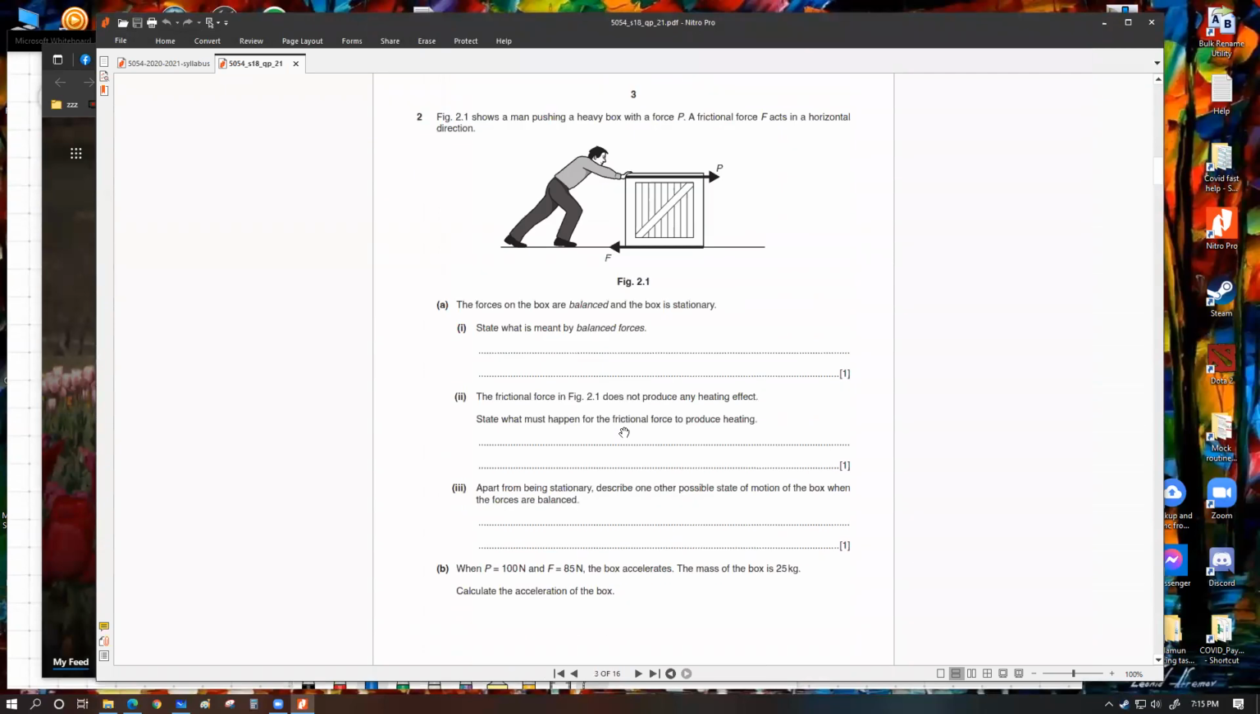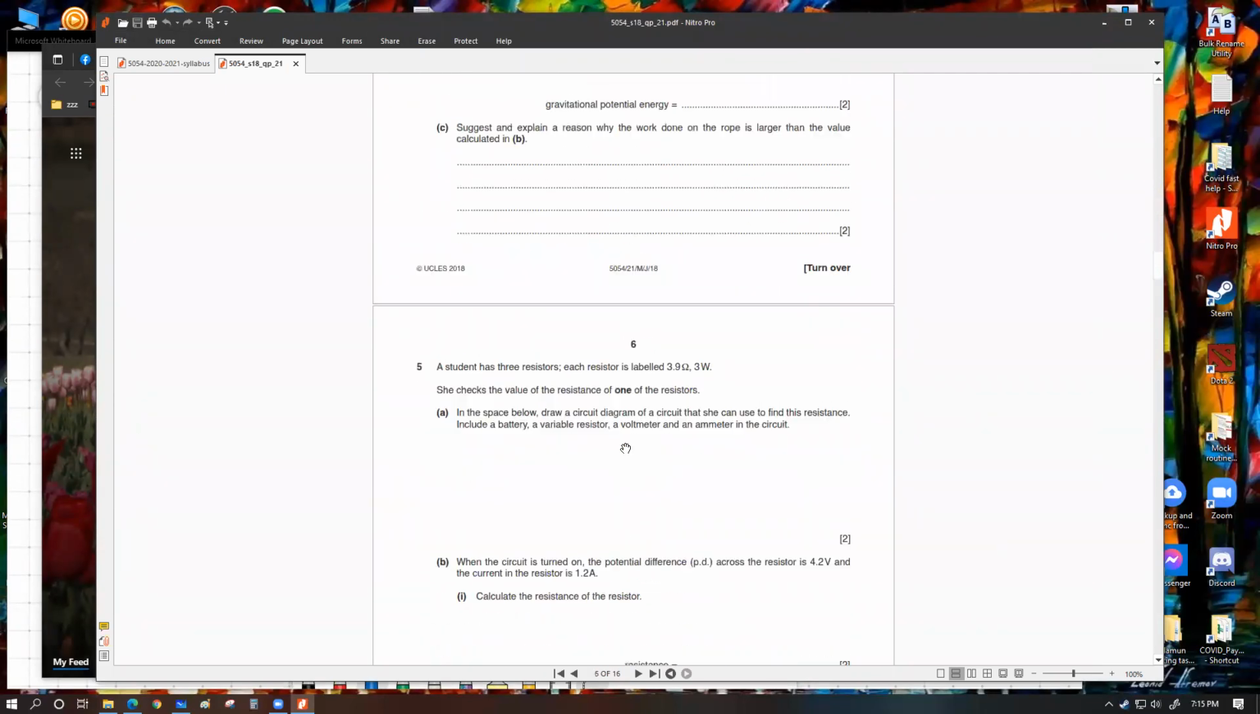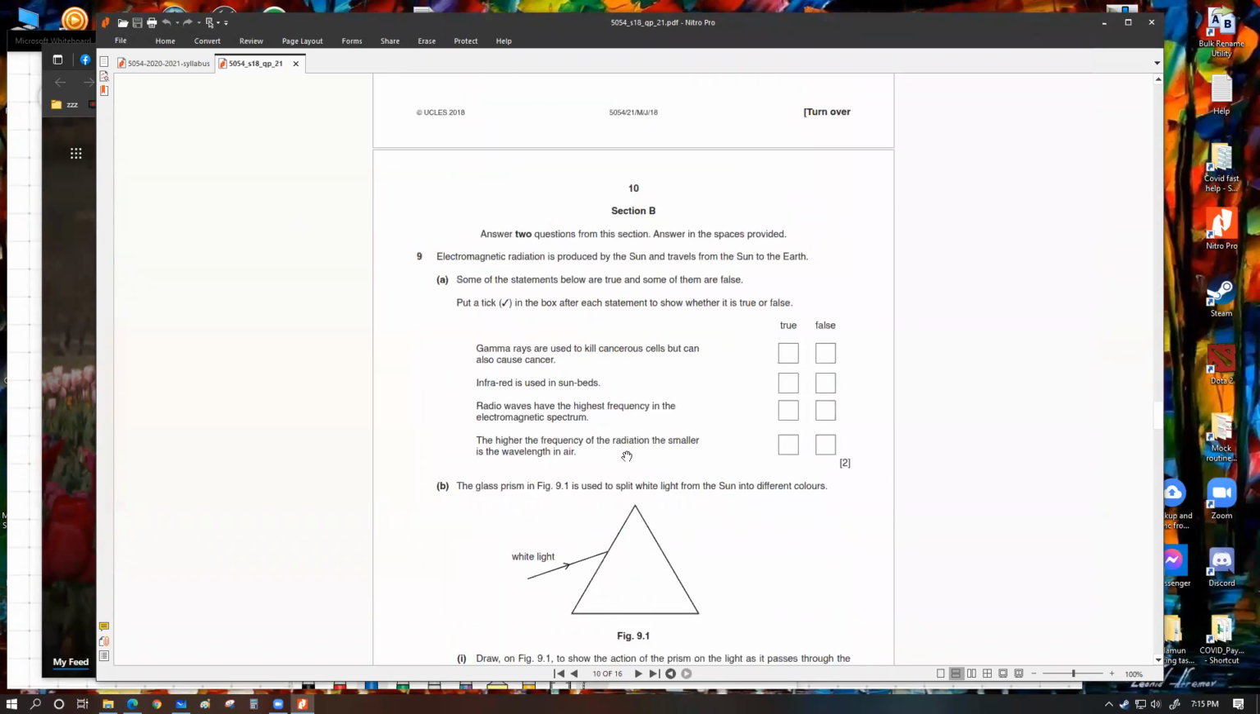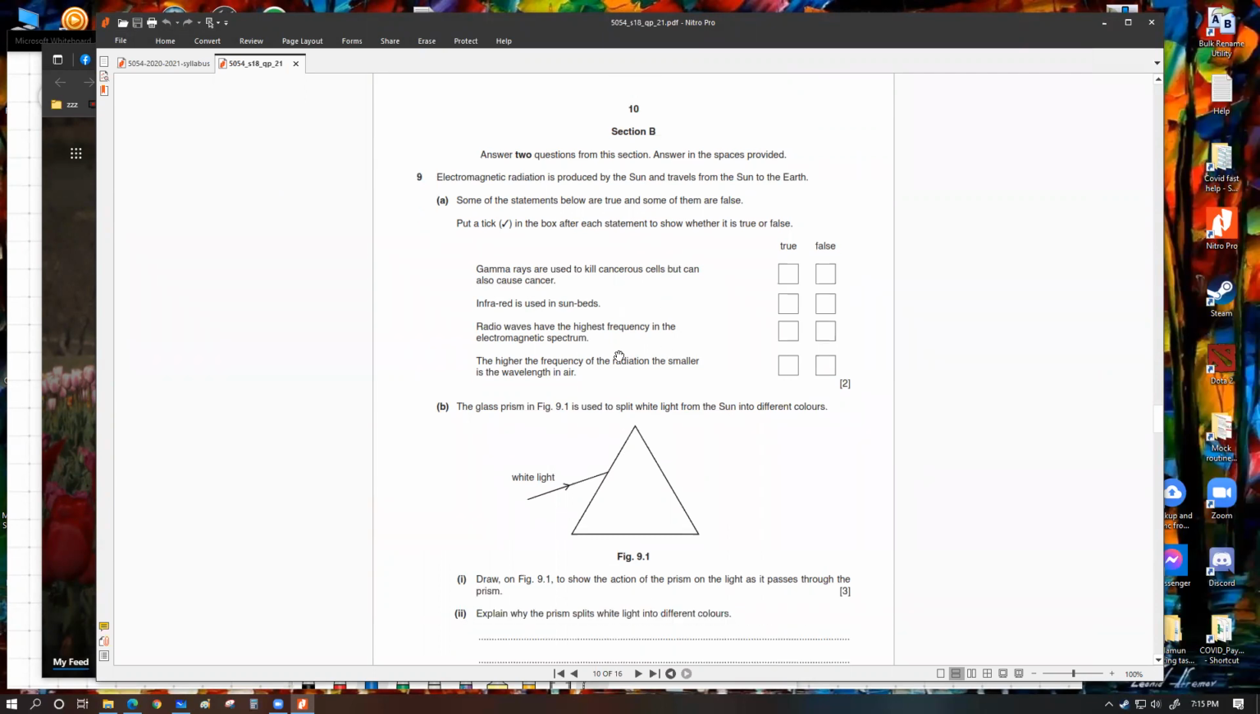So this is section A where we have all the topic questions, and then comes section B. In section B, you have to answer 2 questions, in the spaces provided. So what I usually recommend, have a glance through the section B questions. You don't have to read the question all through, just have a look at which topics the questions come from and what kind of questions you are going to have to approach.